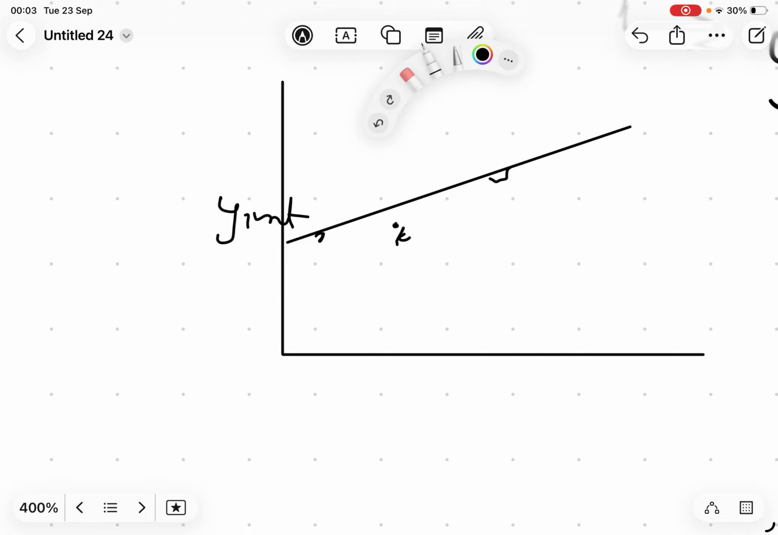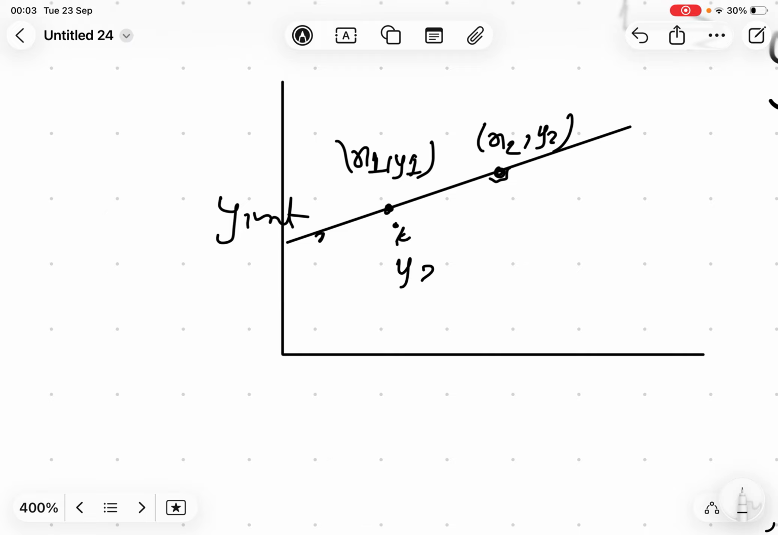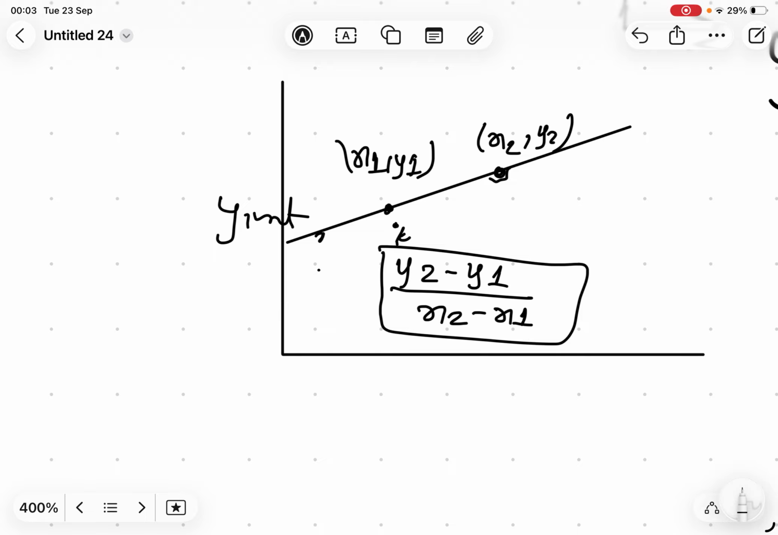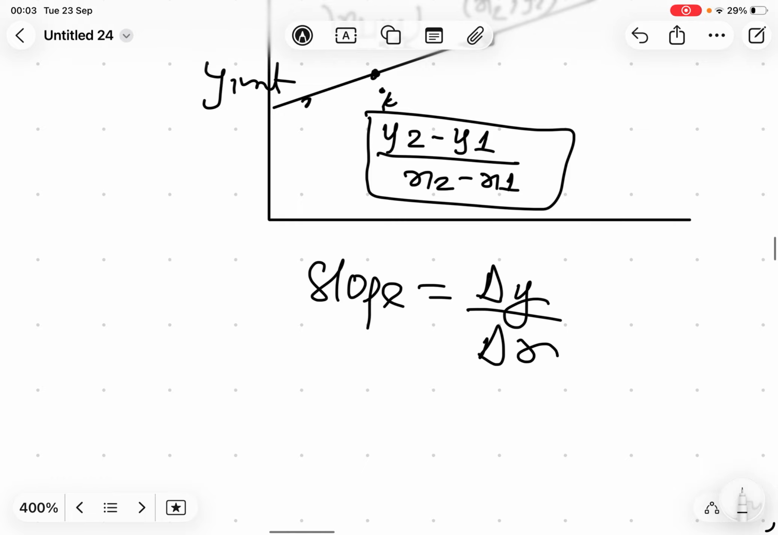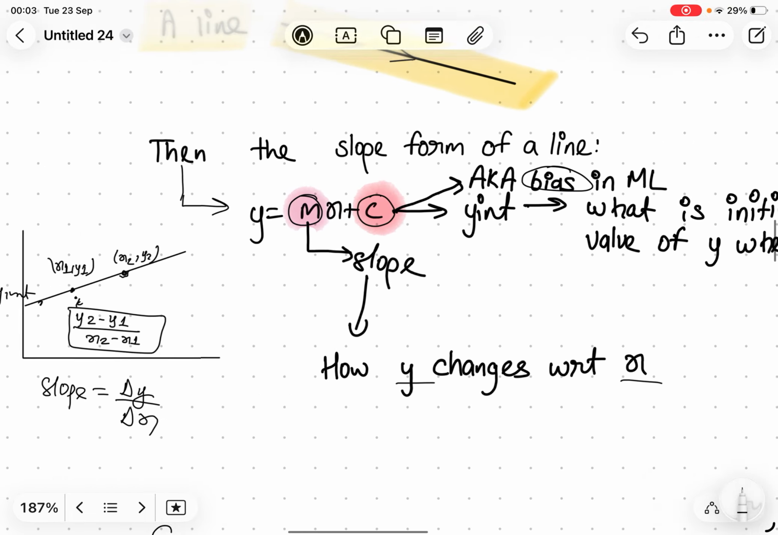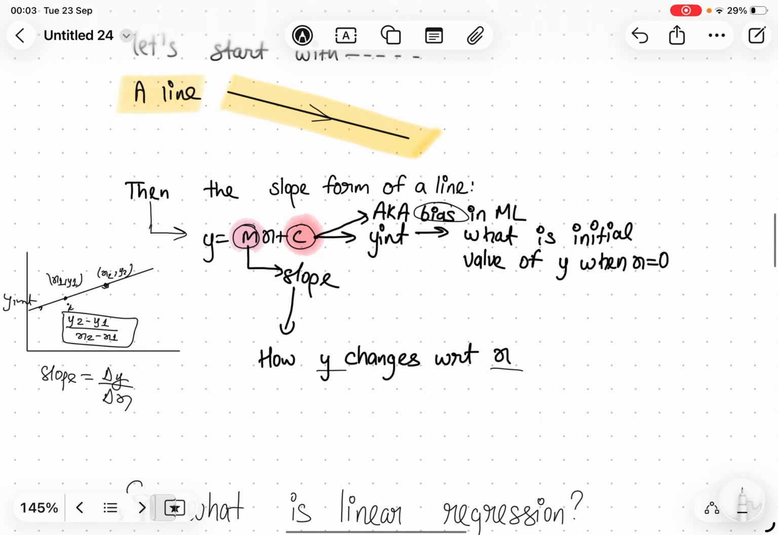And then if we take 2 points and call them x1, y1, and x2, y2, and subtract them like this, y2 minus y1. You can take any points, just keep in mind that the order should be the same. Then we get the slope formula. It's also called delta y by delta x. So that's how a basic line works. Hope you're familiar with this topic.